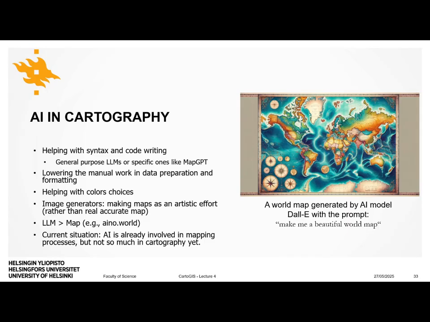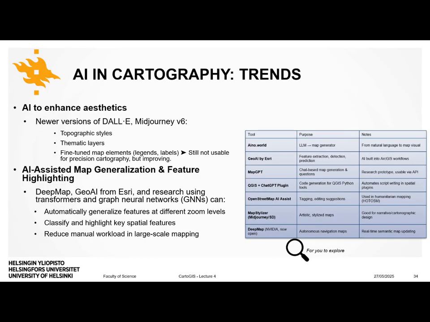So what I would say about the current situation is that AI is already involved in many steps of our mapping, but we cannot fully rely on it yet. I did a bit of search and found some nice projects and places where AI has been used in mapping related activities. I haven't personally tried most of them, so it's just for you to explore if you're curious.